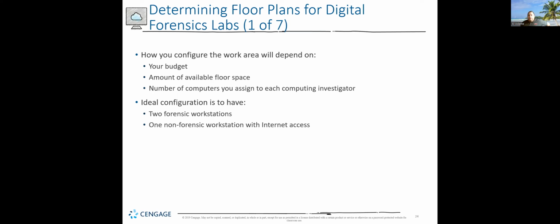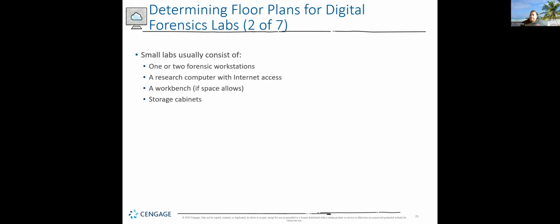Like, what were they looking up? What were they doing? What does this relate to in terms of how do I do this? You're not going to know everything. Let's face it, we're human, guys. We don't know everything. So moving on with the floor plans here. Page 207. Small labs usually consist of 1 or 2 workstations, which I mentioned, the research computer with internet access, which I talked about, and a workbench.